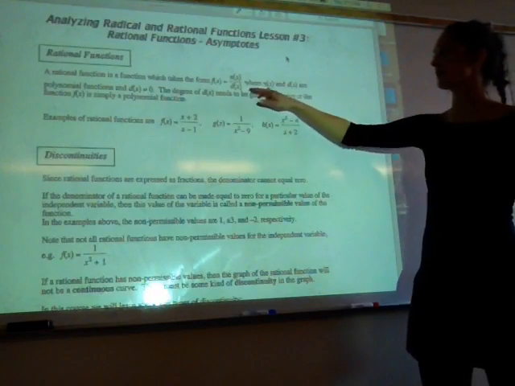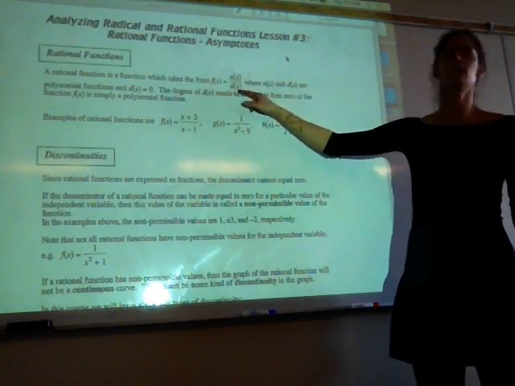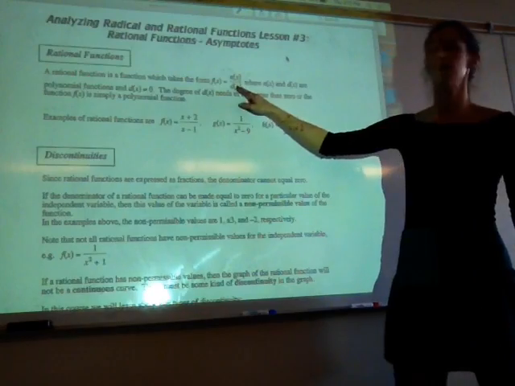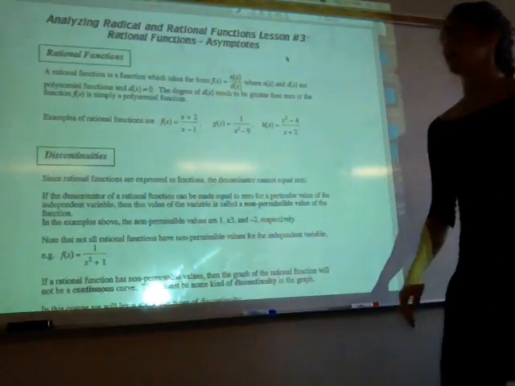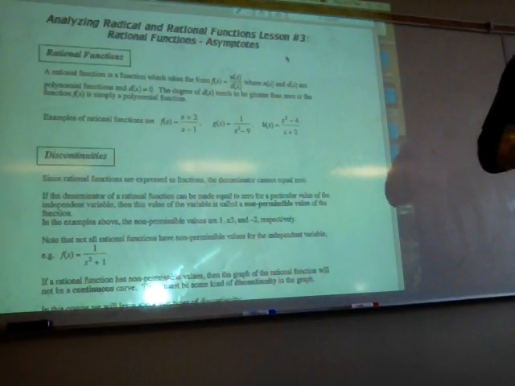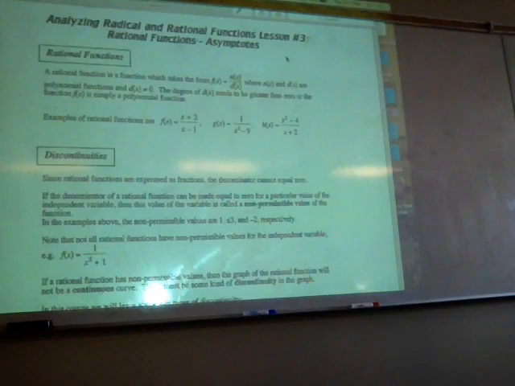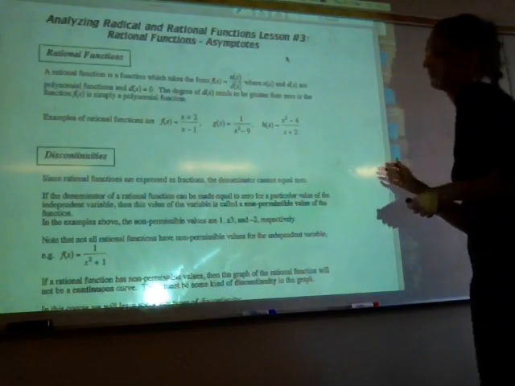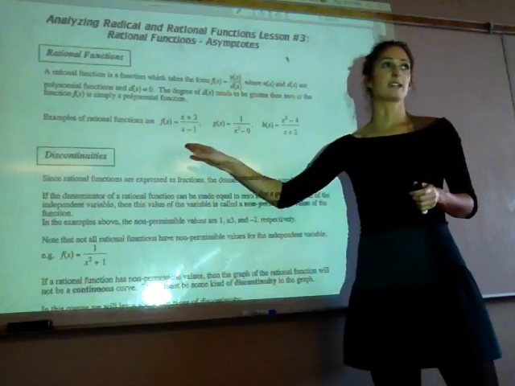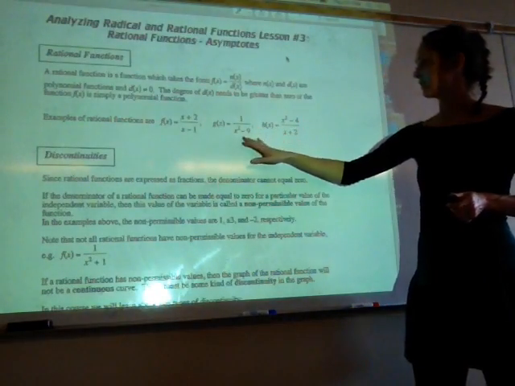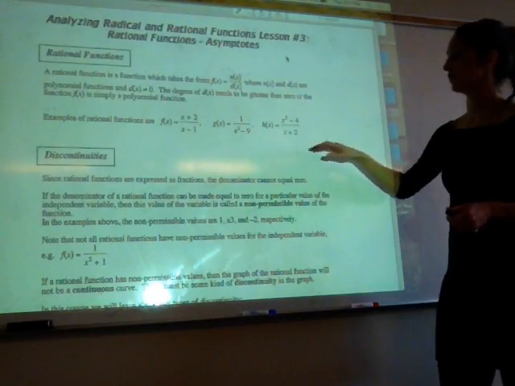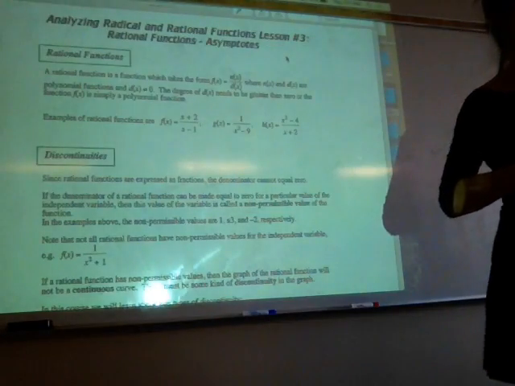One thing to note is we can never divide by 0, which means that the denominator polynomial cannot equal 0. So we'll have a restriction if we have a variable in that polynomial. A few examples of rational functions could be x plus 2 divided by x minus 1, 1 over x squared minus 9, and x squared minus 4 all over x plus 2.